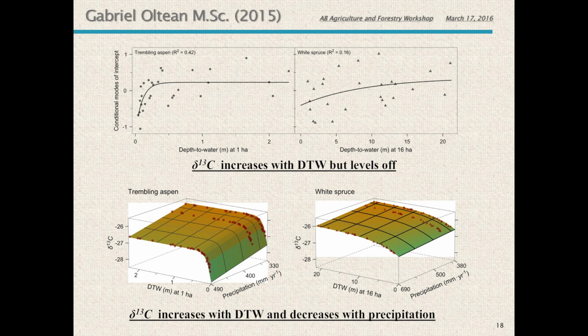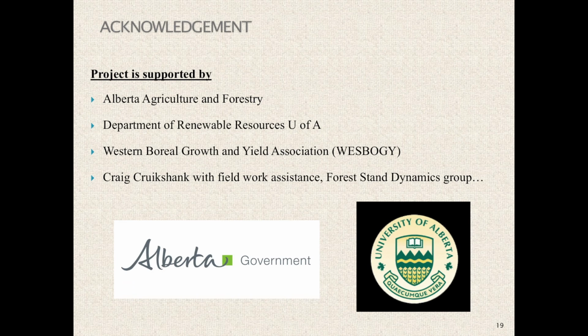Then he included precipitation in the analysis, because it's expected that with less precipitation, carbon isotope ratio will increase. And here are the models, with the final conclusion that carbon isotope ratio increases with depth to water and decreases with precipitation.